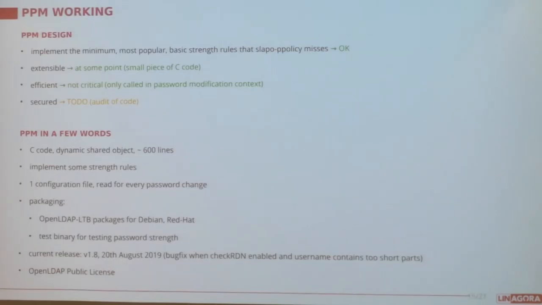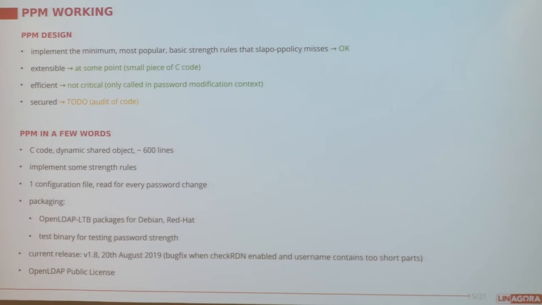So let's take a look at the PPM library. The aim of the PPM library is to complete the password strength rules of the policy overlay. It has to be extensible, and it has to be efficient, though only to some point, because the PPM library is only called for password changes. And it must be secured, of course.